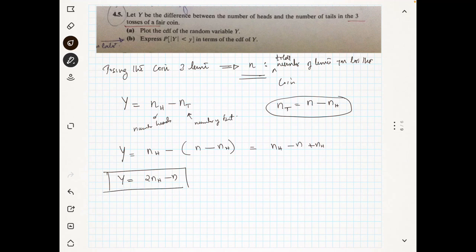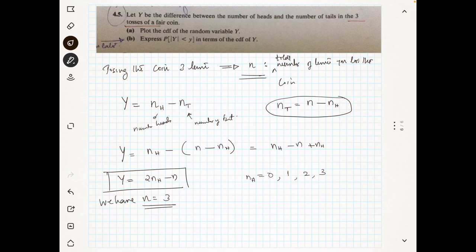Now we know that we have n equal to 3. Since n equals 3, we can have different possibilities for the number of heads. The number of heads can be 0, we may get no heads at all, or we can have 1 head, or 2 heads, or 3 heads. So these are all the possible choices for heads.